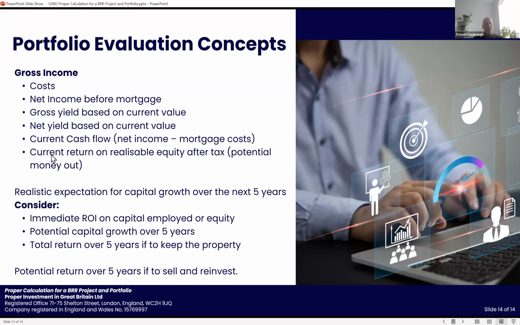And then we've got what I was saying from the previous slide, our current return on, it sounds a bit of a mouthful, realizable equity after tax. That means potential money out. So we're basically understanding we've got this money that we could use for something else. What return are we getting on that money where it is, to determine whether it's worth taking that money and using it for something else.